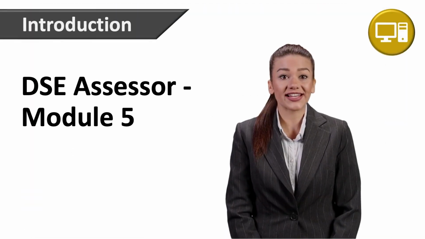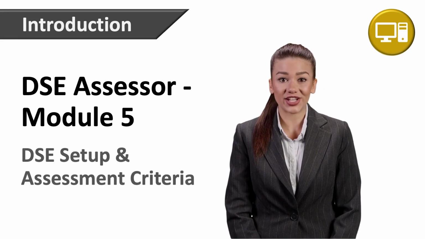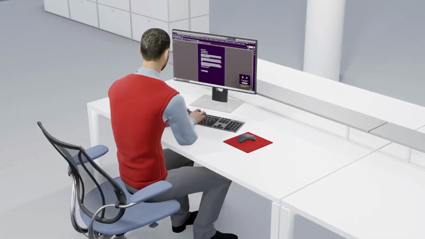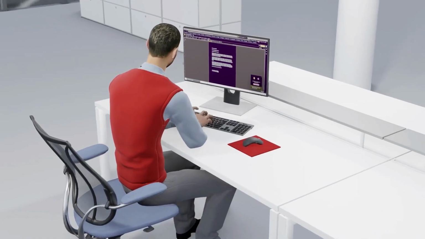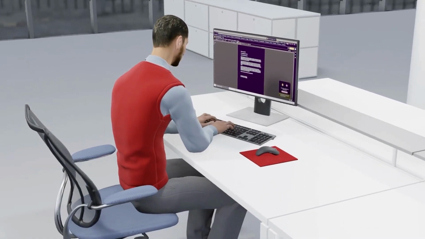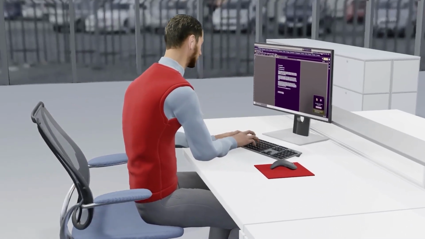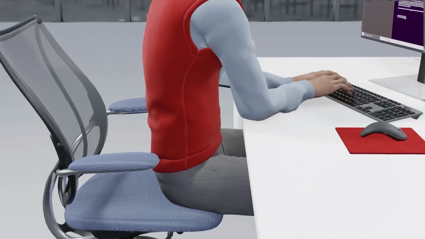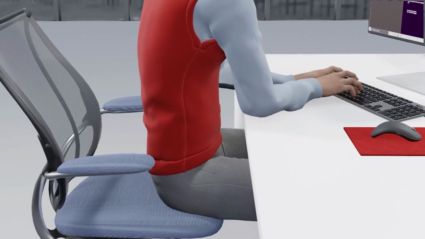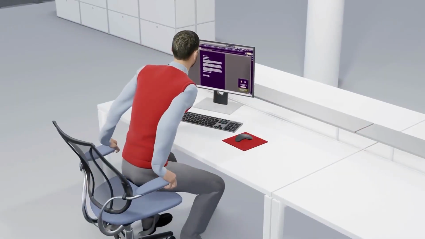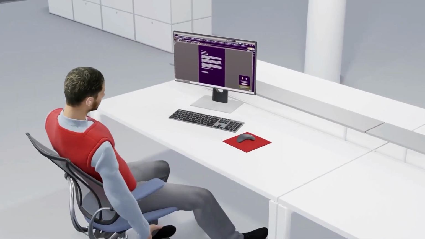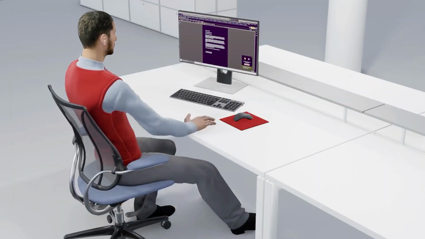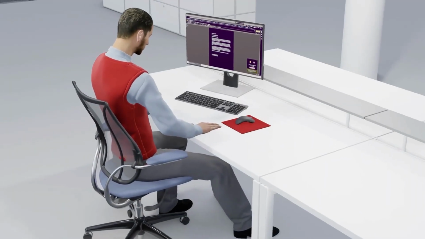Module 5 of this DSE Assessor course, DSE Setup and Assessment Criteria. To ensure a workstation meets DSE assessment criteria, users must ensure it is set up correctly to ensure they are not exposed to any DSE hazards. Remember, a correctly set up workstation helps reduce the risk of pain or ill health that can be associated with DSE. To summarize, a workstation not only includes equipment, it also includes its immediate work environment.